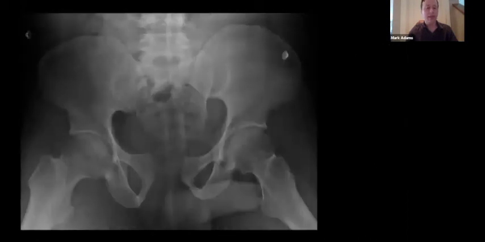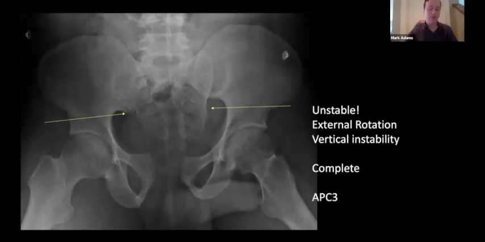When we contrast this to the previous patient, we see a major difference at the SI joint. It is cranially displaced, which is obvious when we compare it to the other side, which shows the edge of the posterior ilium caudal to the sacral foramen of the second sacral segment. This means that the injury is complete, and that would be consistent with an APC 3 type.